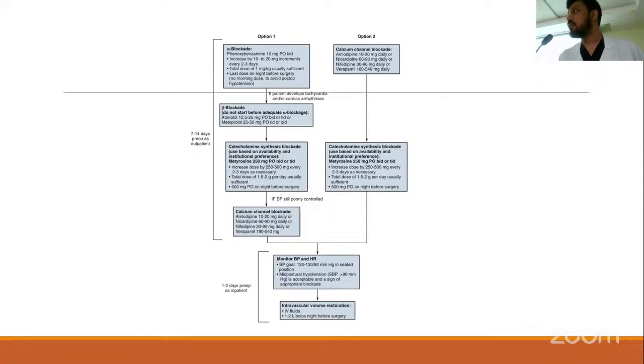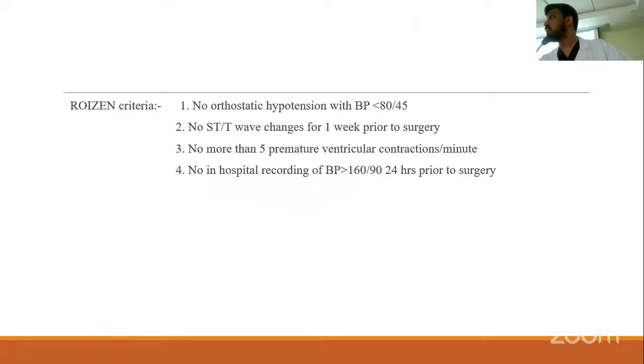And then the day before surgery, the patient should be given high intravascular fluids and a salt diet. Roizen criteria state that there should be no orthostatic hypotension with BP less than 80/45. There should be no ST-T changes 1 week prior to surgery, no more than 5 premature ventricular contractions, and no more in-hospital recordings of BP of 160/90.